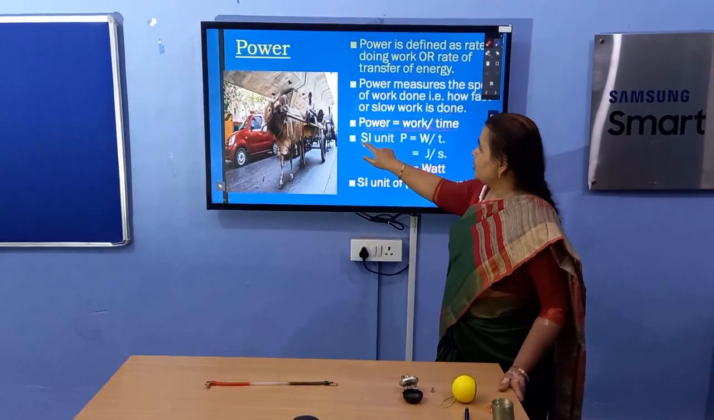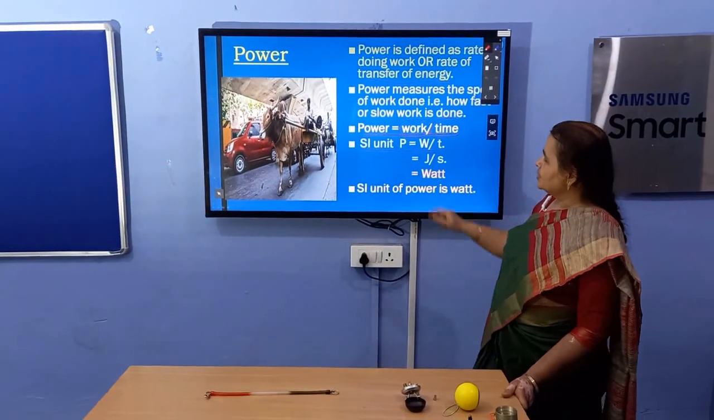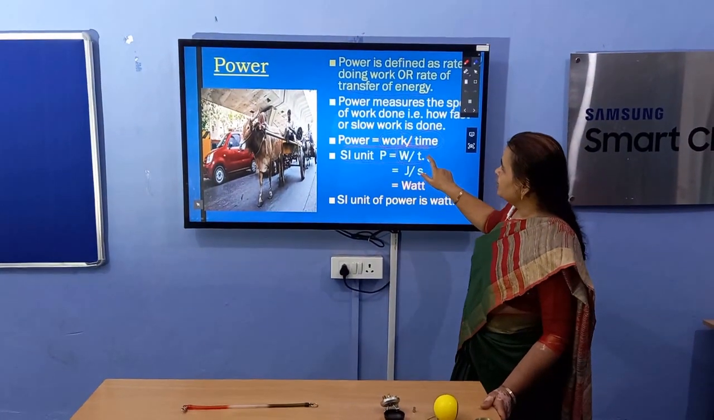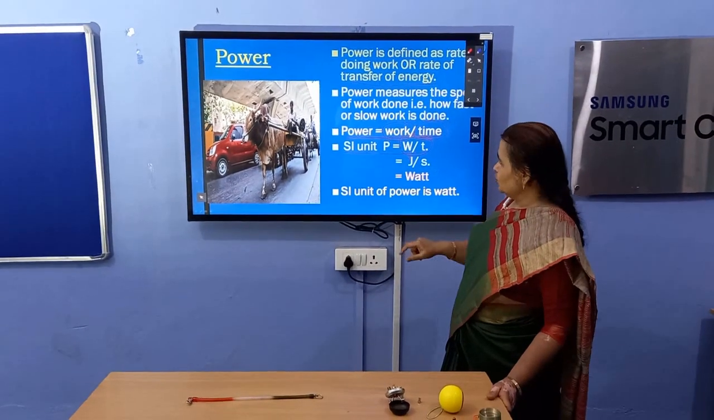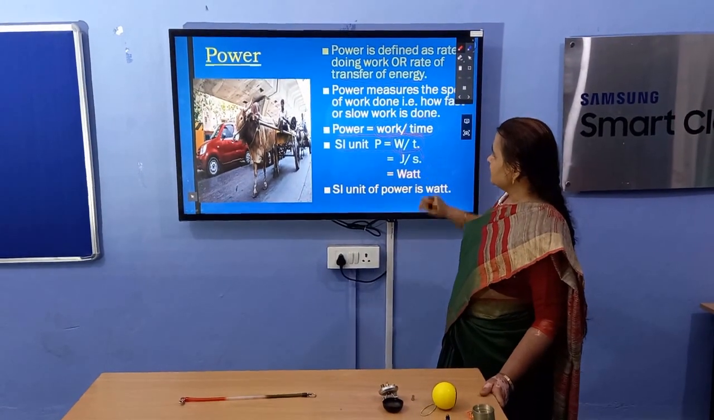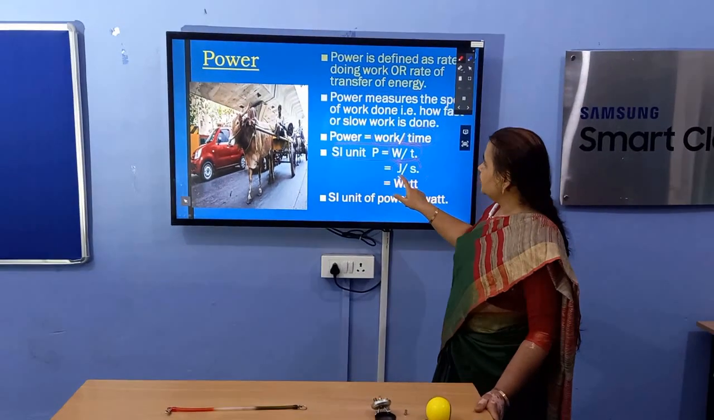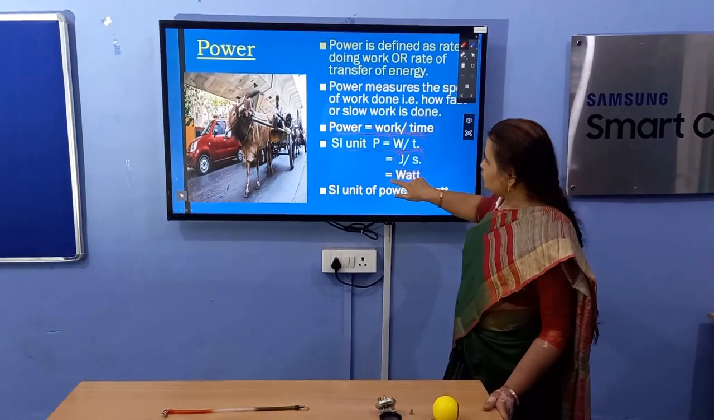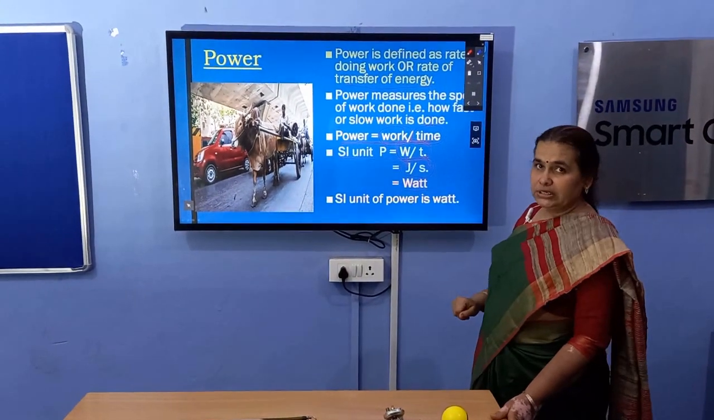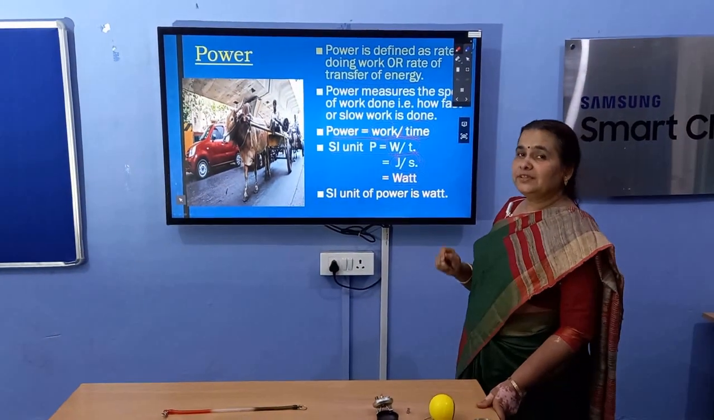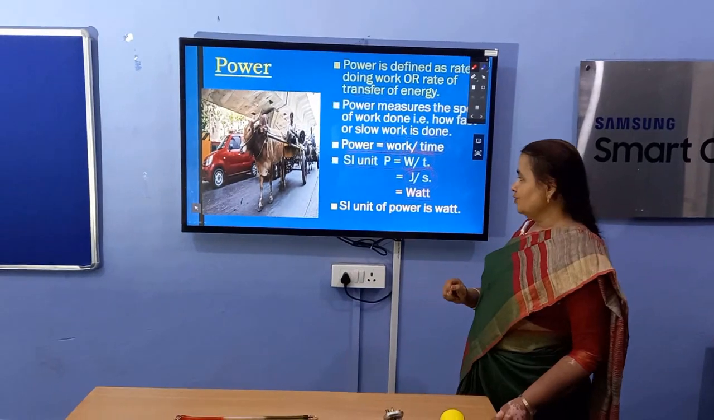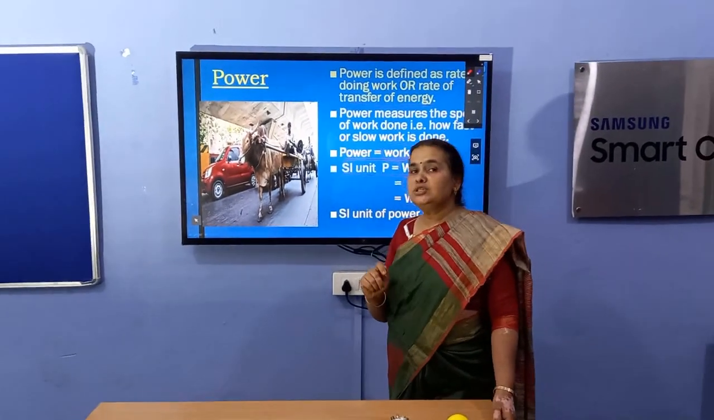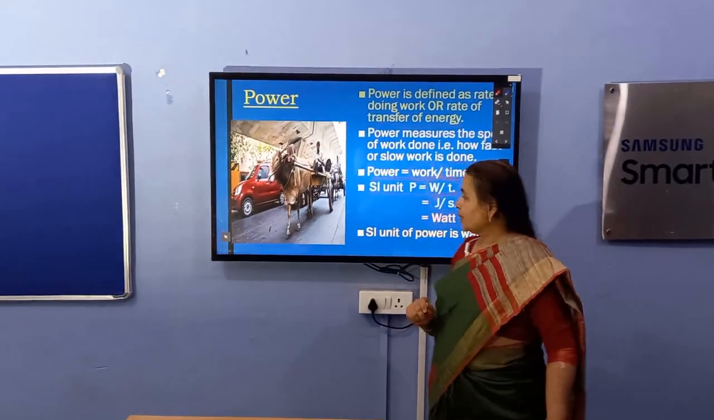Let us find out SI unit of power. Since the formula is rate of doing work, means W upon t, the SI unit of W is joules and the SI unit of time is seconds. So it becomes joule per second. To honor scientist James Watt, we give the SI unit of power as watt. So the SI unit of power is watt, which is of course equal to 1 joule per second.